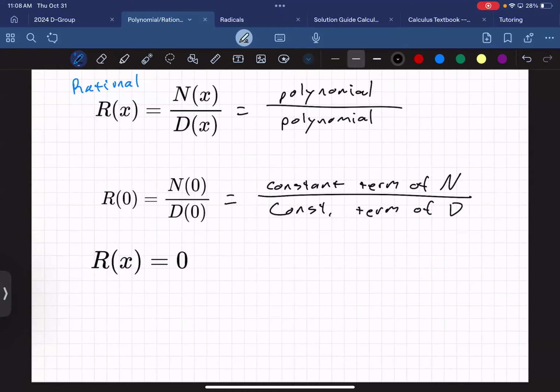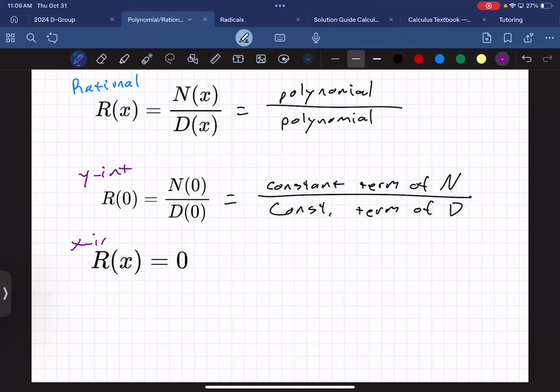Right, over the constant term of d. So whatever the constant term in the numerator over whatever the constant term in the denominator is, that'll be your y-intercept. Now keep in mind, not every function is going to have a y-intercept because we cannot divide by 0. So we have to always keep that in mind. Okay. With that said, the next step is to go find the x-intercepts. So make sure you're writing here that this is going to represent your y-intercept.